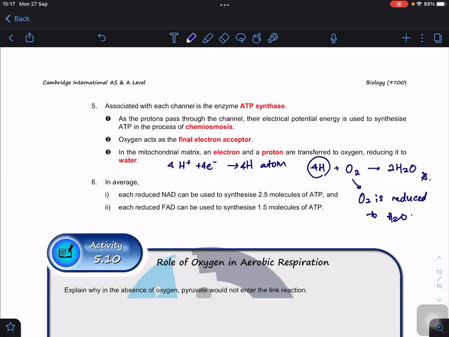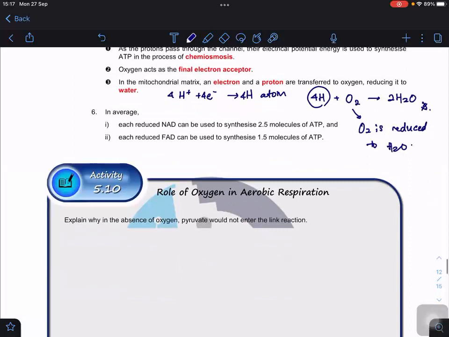On average, just now a student asked me how to get 28 ATP. We are going to calculate that later. The energy released per reduced NAD can be used to synthesize 2.5 molecules of ATP. Per reduced FAD, the energy released will synthesize an average of 1.5.